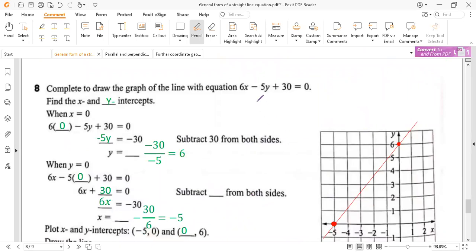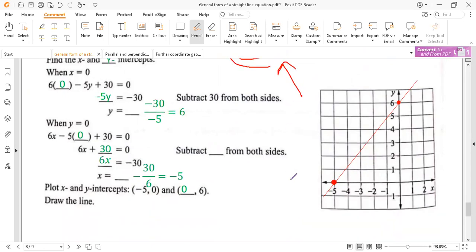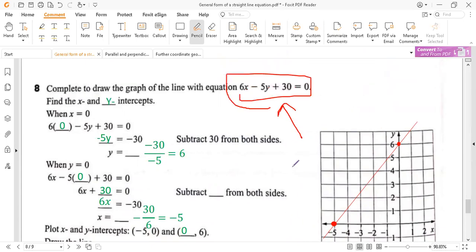Also, when we have a general form of a straight line, how do we graph it, how do we plot the line representing this equation? It is easy. The easiest way is to find the x-intercept and the y-intercept. We find the y-intercept, so normally x equal to 0, and we find y equal to 6.